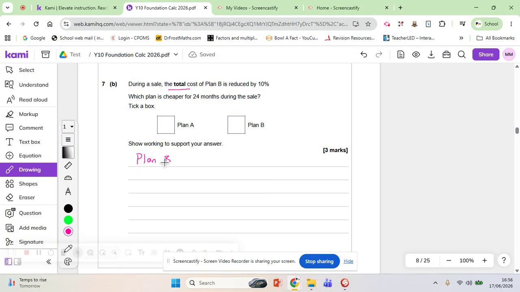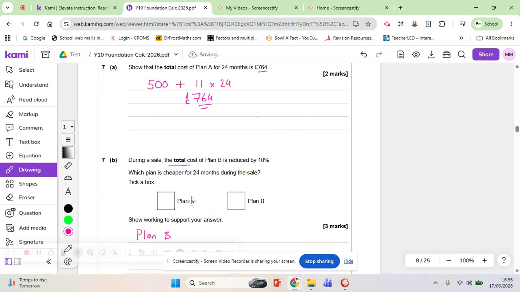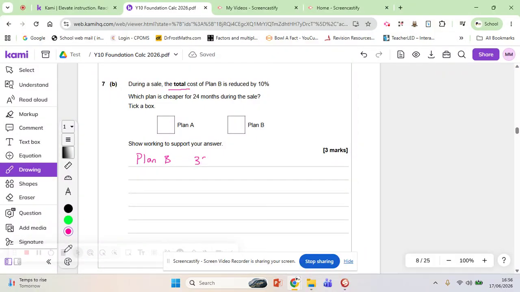So plan B is going to be that calculation, 35 times 24, and again I can pop that in my calculator. I wouldn't show you me doing that, and I get £840. So that's what you'd be paying without the sale, but now it's getting reduced by 10%. Now, in theory, we could do it non-calculator, work out 10%, which is 84, and then take it away.